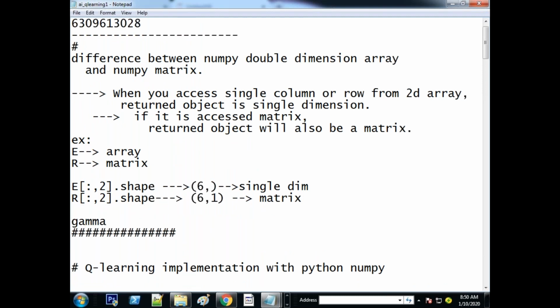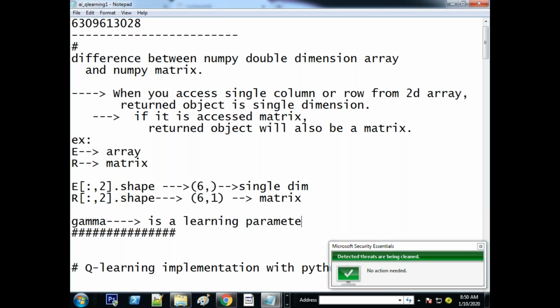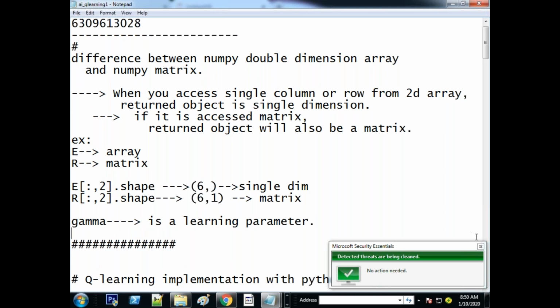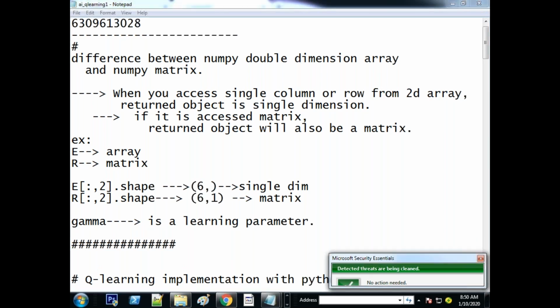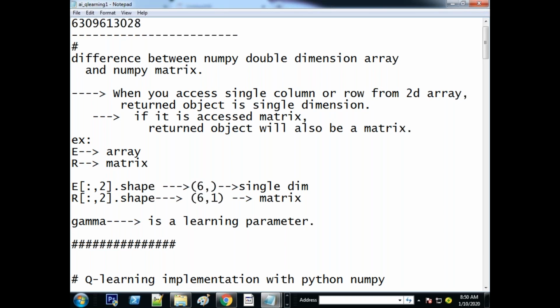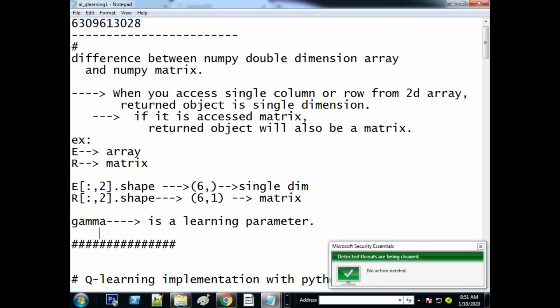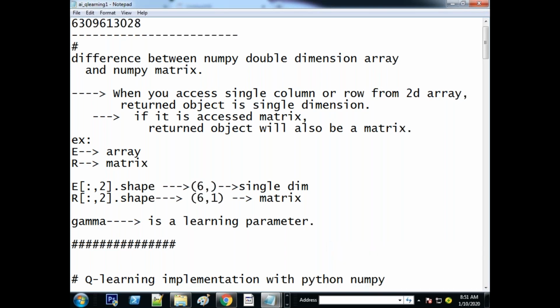Gamma. That is just a symbol. It is a learning parameter. So the importance of this learning parameter is what you are expecting from the agent while learning. Like heroes, please listen. What you are expecting from the agent during the learning, that is during the training process, whether you are expecting short-term reward or long-term reward.